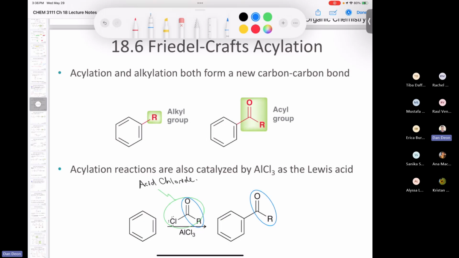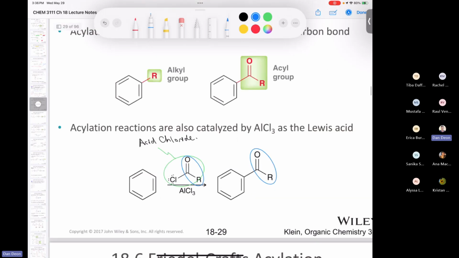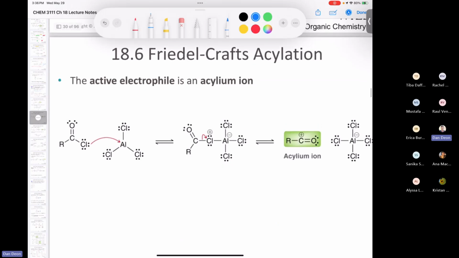So alkylation versus acylation. You've got to make sure you have the two straightened out. So here is your acid chloride. When it reacts with your Lewis acid, which in this case is aluminum trichloride, you end up forming this intermediate, which then causes the leaving group to leave, and you form an acylium ion. And of course, you could draw a resonance form for this as well, the acylium ion.